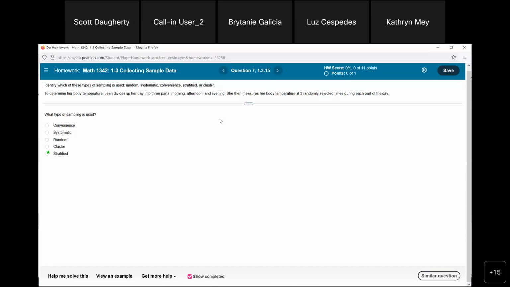Now, if she had just taken the afternoon and measured her body temperature at every moment during the afternoon, that would be cluster sampling because she's taking just 1 or 2 clusters. And she's taking all the data from those clusters, right? That would be cluster sampling.